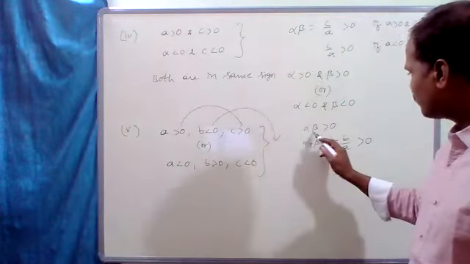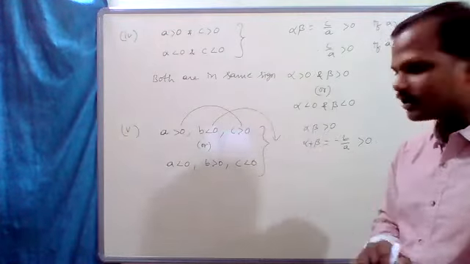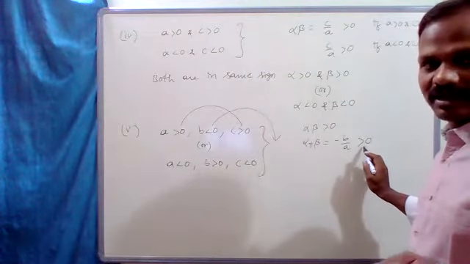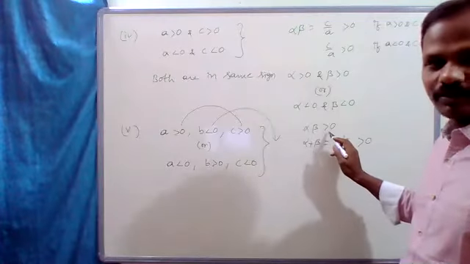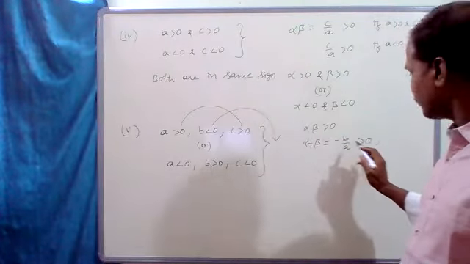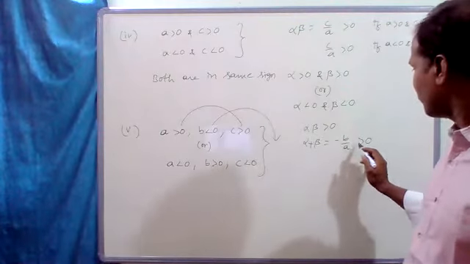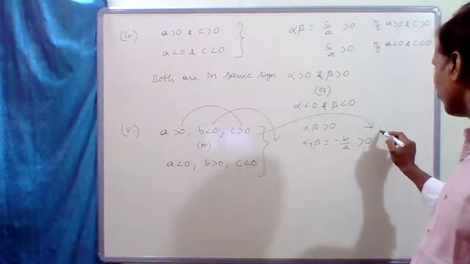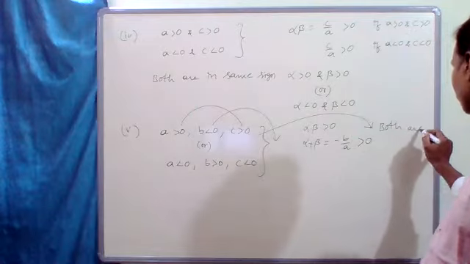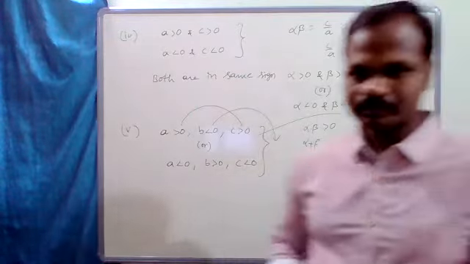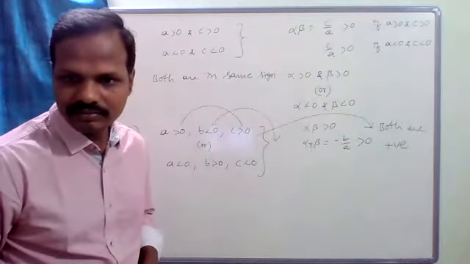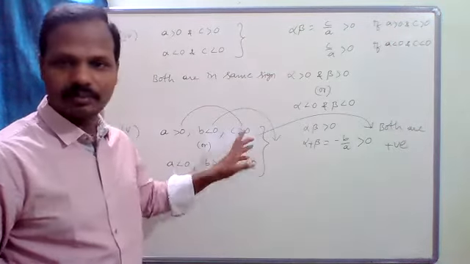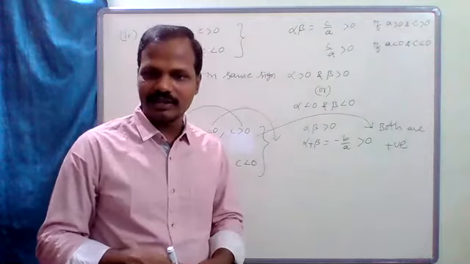Product of the roots positive means both are positive or both are negative. But sum greater than 0 means at least one of them is positive. Here we already have the condition that both are the same sign, so both must be positive. So in this case, both roots are positive. Is it clear? Same sign means both could be negative also, but here both are positive.